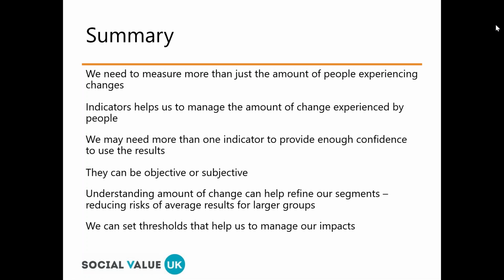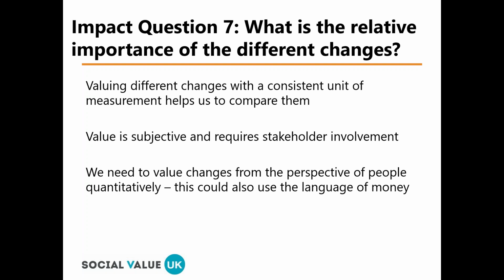Indicators explicitly are designed to tell us how much change has happened, not just if a change has been experienced or not. We can use a combination of objective and subjective indicators, and this information can help us refine our segments. It may be that we find different people have different extents of change, and it helps us understand, based on their characteristics, how we can tailor and target our services to create more impact. But central to all of this is the ability or the effectiveness of setting thresholds.